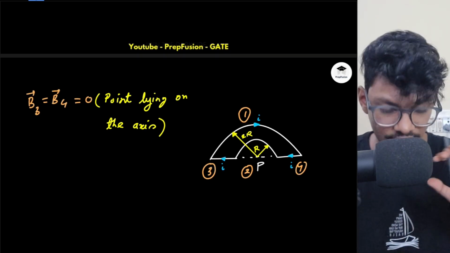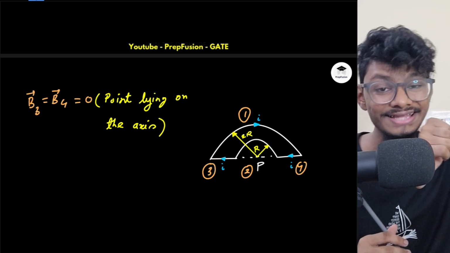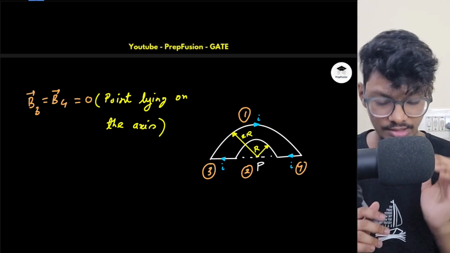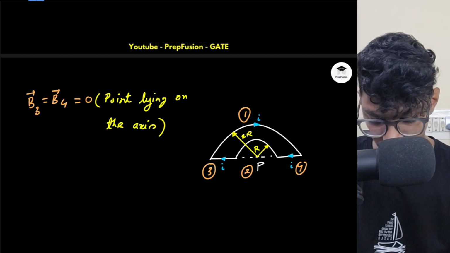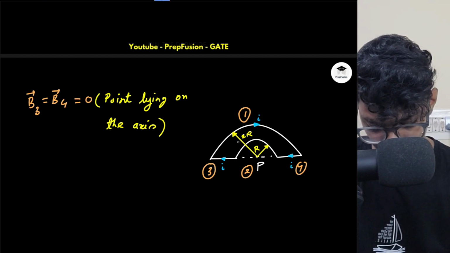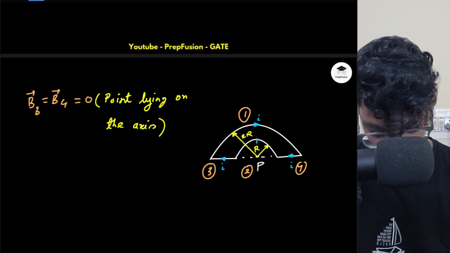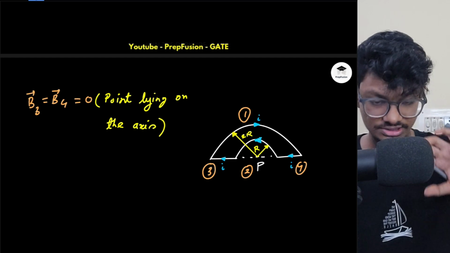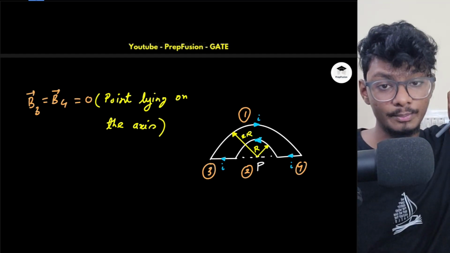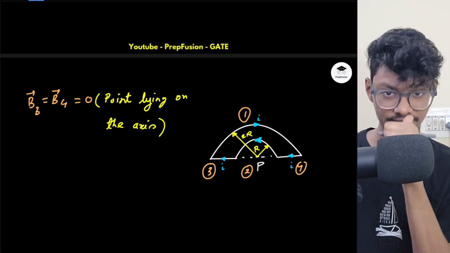What about B1 and B2? For B1, again, I will curl my fingers in the loop. It is going inside the screen. If I curl my fingers along the loop, observe that this current direction is on the right hand side, and this current direction will be on the left hand side, correct? So they are actually in opposite directions. This is going inwards due to the bigger segment, that is segment 1, and this, in the opposite direction, is coming towards me.